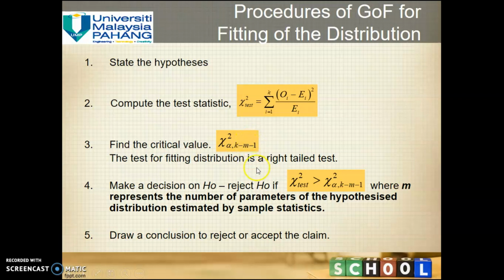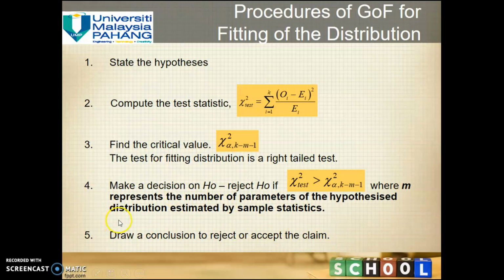Similarly for the normal, we have two parameters. If both are given in your question, M equals 0. If one of the two is given in your question, then M here equals 1. For example, if you have mu only and there is no sigma, then M equals 1. If both parameters are not given in your question, then M here equals 2. I will show you when we go to the example after this. So step 4, as usual, we make our decision based on the right tail. And step 5, draw a conclusion.